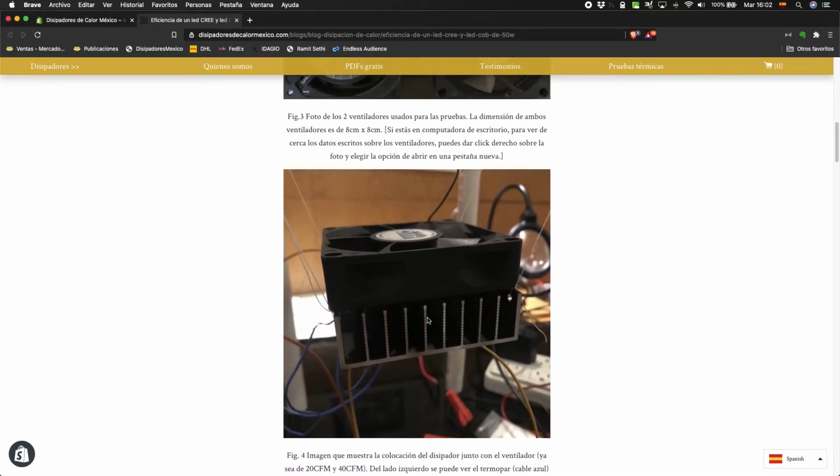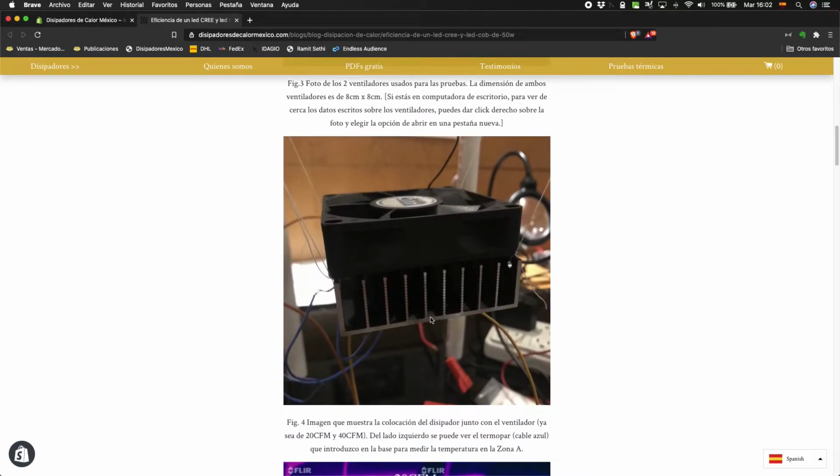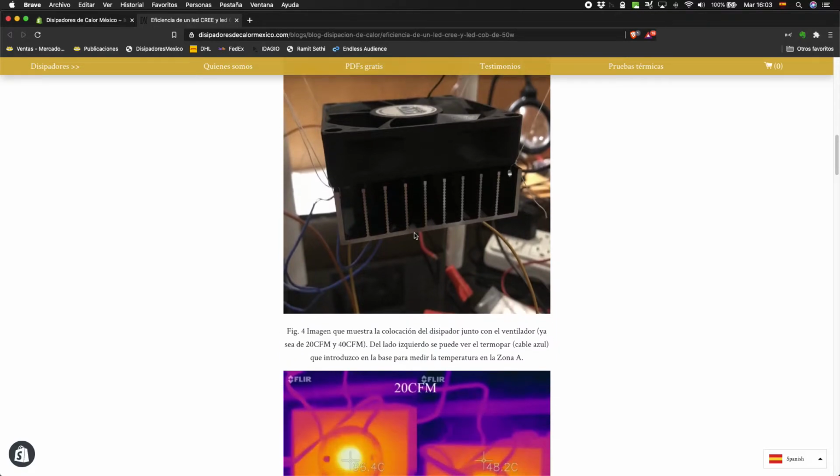This is a photo of the experimental array. I put it in a PVC base and hung it with four strings at the edges of the heatsink, and over the heatsink I put the fan. I changed between the 20 CFM fan and the 40 CFM fan for the different measurements.